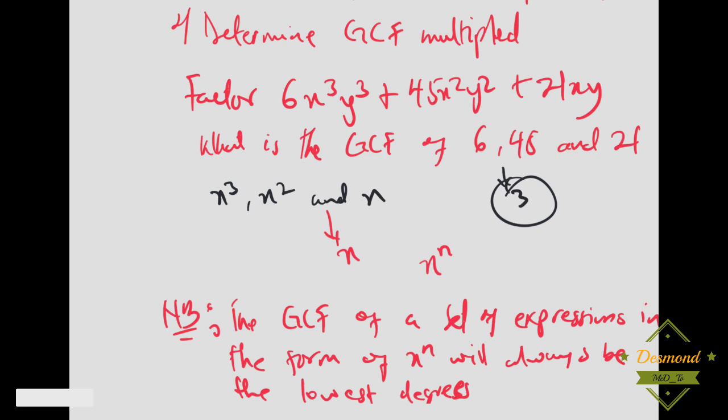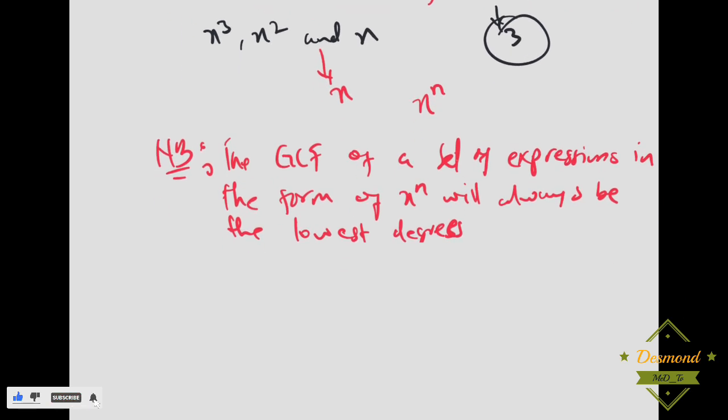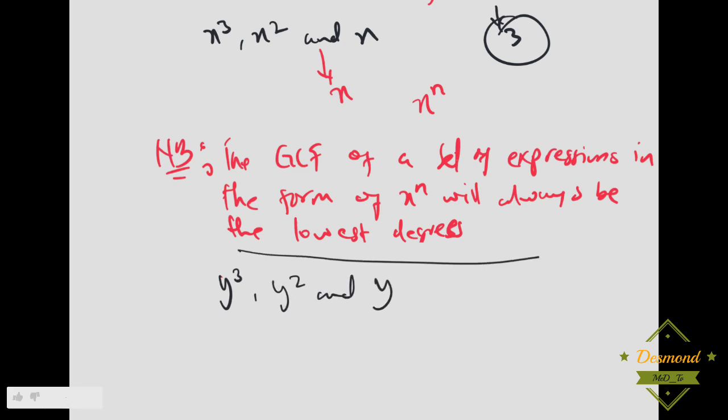We have the x and the y variables. With the x variable, we have found it to be x. Now let's find the GCF of the y variable here. With the y, we have y exponent 3, y exponent 2, and y. With this, we can find this one easy to be y, right? Very easy to do.